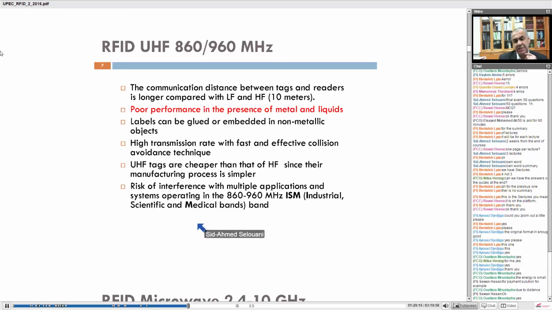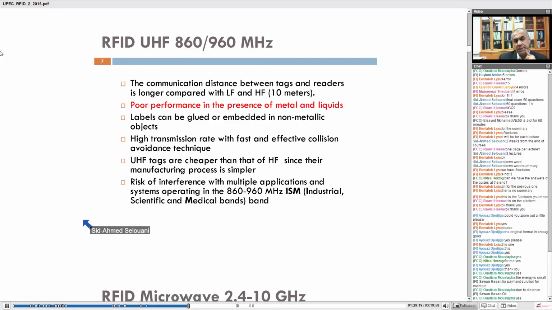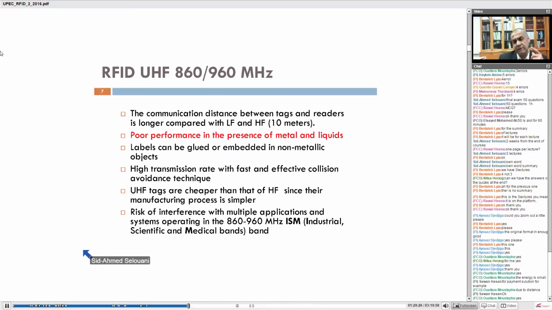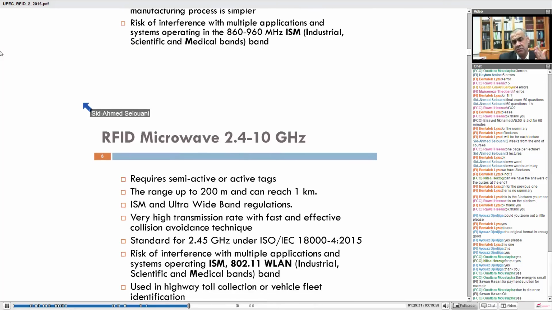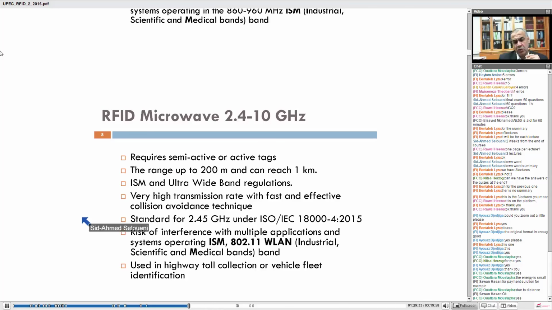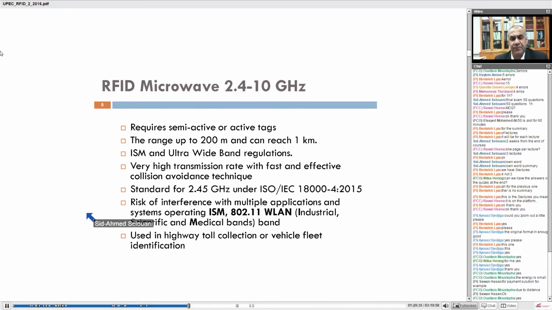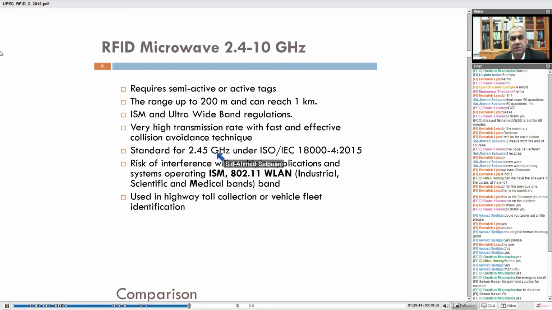Risk of interference, yes, because there are multiple applications and systems operating in the 860 to 960 megahertz range, which we call the ISM band, industrial, scientific, and medical. So from today, you will be familiar with this. I will repeat and repeat UHF, LF, HF, and microwave, so don't worry, you will be familiar with that.